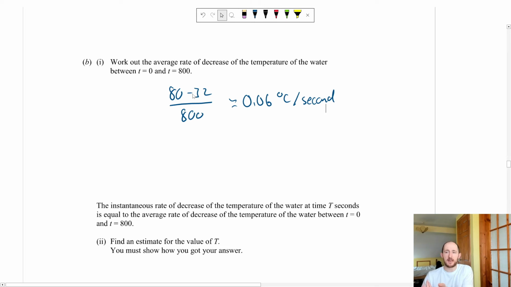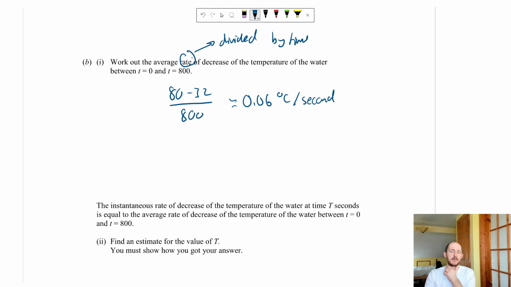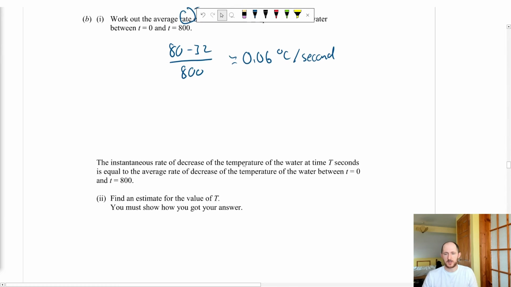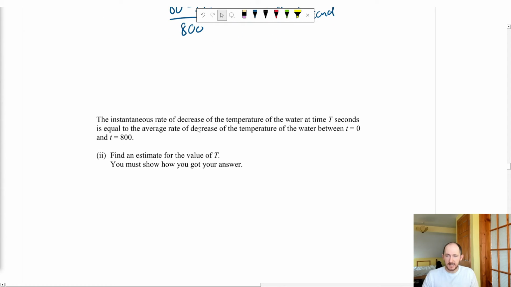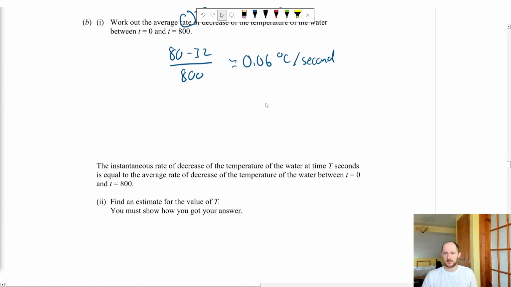So again, average rate of decrease, all you're going to do is work out the decrease and divide it by how long it took. A rate, anything to do with rate, is always divided by time, because rate says how quickly something happens. That is a measure of time, right? How quickly something changes. The instantaneous rate of decrease of the temperature at t seconds is equal to 0.06 degrees.